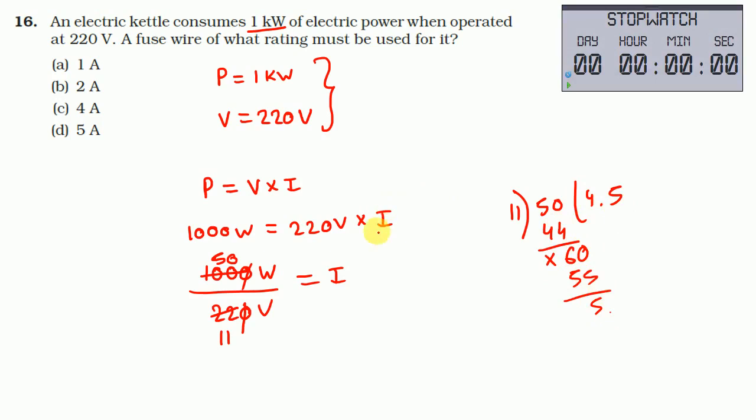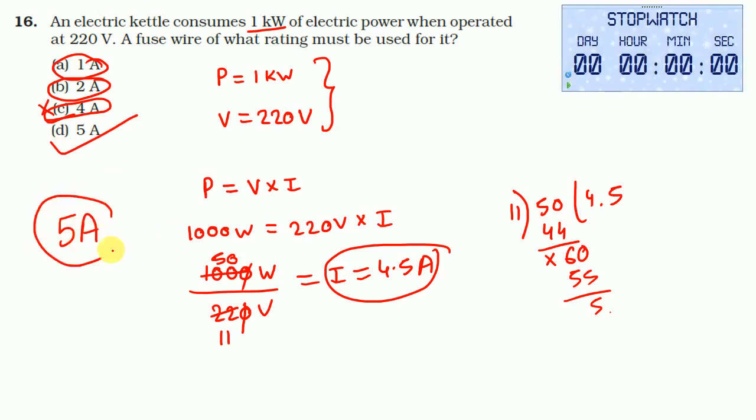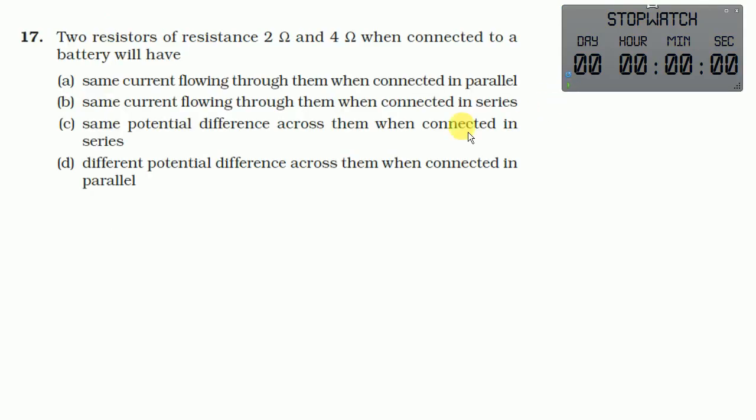So minimum the kettle needs 4.5 ampere of current. If you use a fuse of 4 ampere, it will not be able to pass 4.5 ampere current, because it will get fused at 4 ampere itself. It will get burnt, neither 2 ampere nor 1 ampere. So obviously what you can use is 5 ampere. 5 ampere will be the correct one. Clear or not clear? Got the question? That's what you have to do.